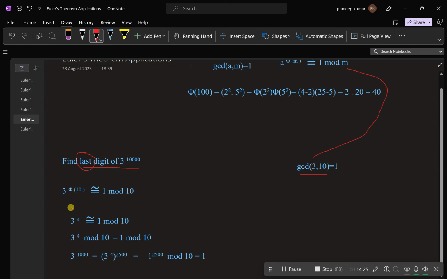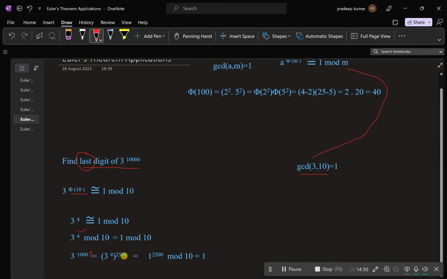If we substitute, what will we get? 3 to the power of phi of 10 is congruent to 1 mod 10. Phi of 10 we already know, it is 4. So 3 to the power of 4 mod 10 is equal to 1 mod 10. So then we know the answer for 3 to the power of 4. Now how do we express 1000? I'm sorry, this is a typo here. There should be one more 0 here, isn't it? So how do I express 10,000 with respect to 4?